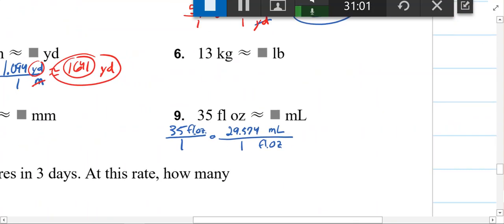You guys are probably getting dizzy. All right, so it's all set up, and we know it's set up because our fluid ounces cancel out. Now we just multiply 35 times 29.574, and that equals approximately milliliters.